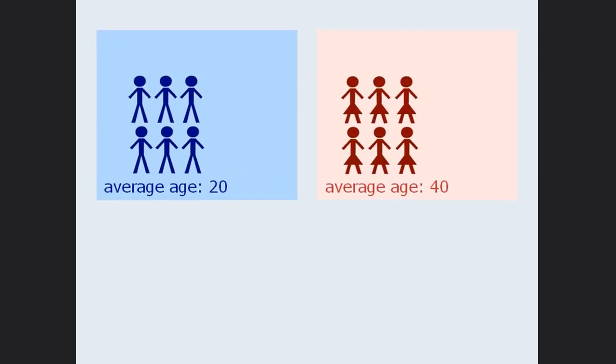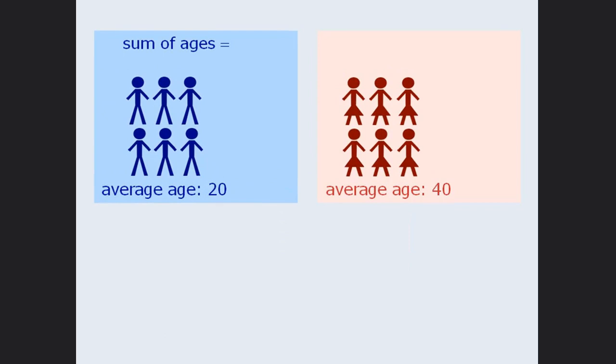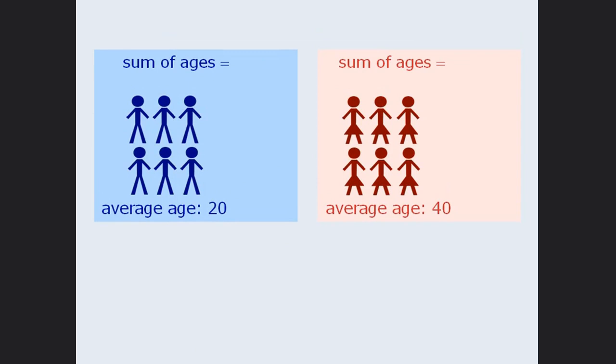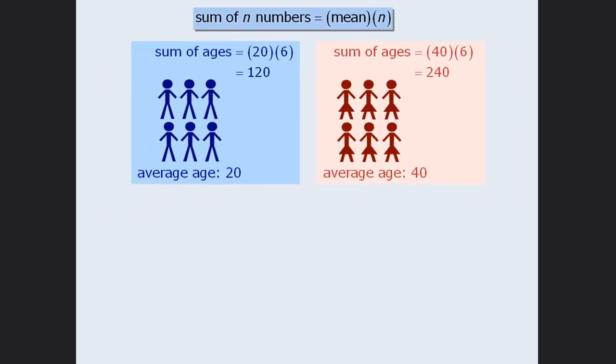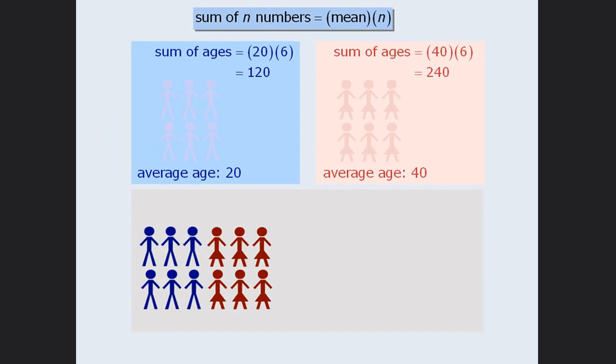To see why, let's find the sum of the ages of the men and the sum of the ages of the women. To do this, we will use the following formula. So since the average age of the men is 20, and there are 6 men altogether, the sum of their ages will be 20 times 6, which is 120. When we apply the same formula to the population of women, we see that the sum of their ages is 240. Now let's see what happens when we combine both populations.